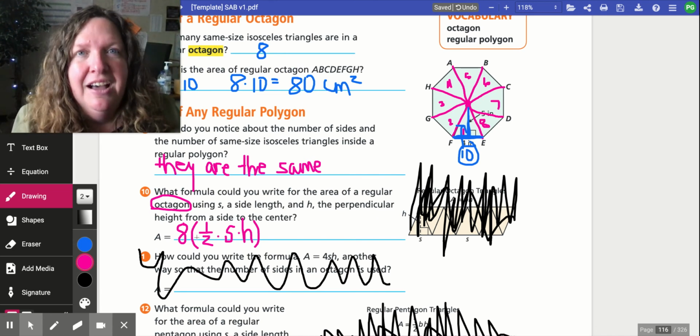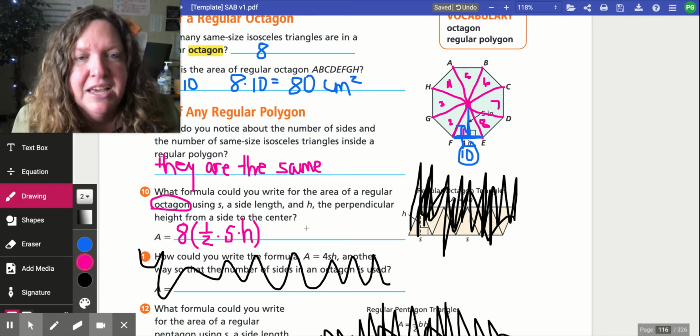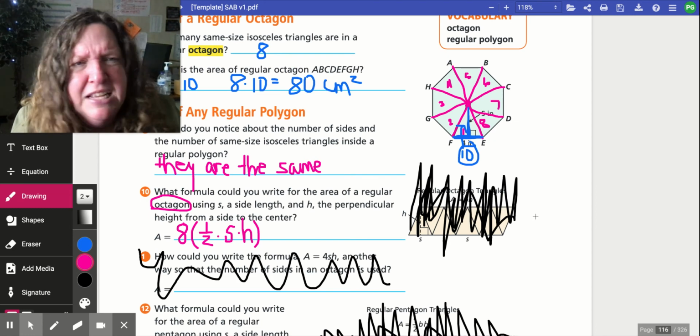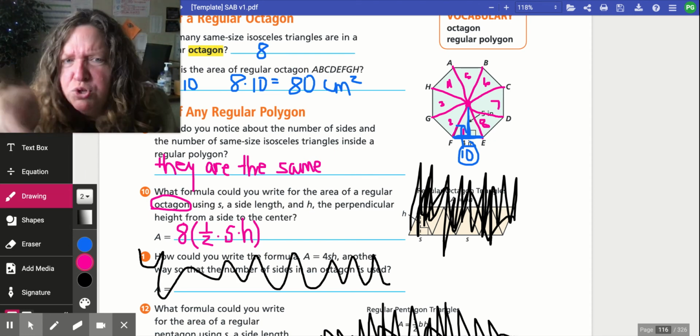8 groups of 1/2 a group of the side times the height. Now, notice that I scribbled out this picture. Go ahead and just cross that picture out. It's just too confusing for us right now. That's not what we're thinking about right now. So go ahead and cross that out.